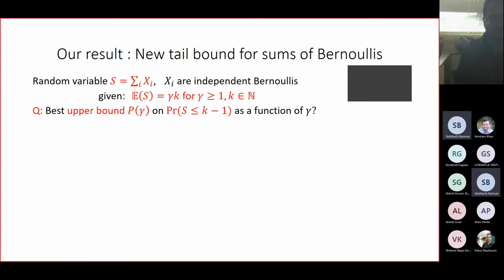Okay. So we are looking at the supremum of this probability over all k and all possible xi's. The xi's are independent Bernoullis, but they could have any distribution. They may not be identical. So this is the supremum of this probability over all possible Bernoullis whose sum is gamma k, and it's a supremum over all k in fact.